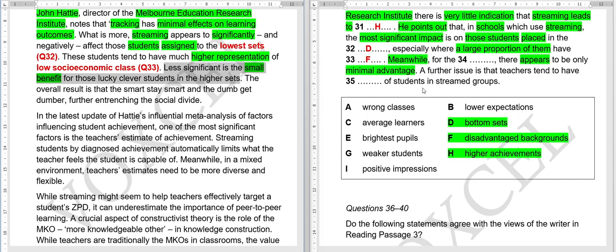Okay, time's up. And the answer to this is yes. I hope you have found the answer. And the answer is E option. Let me do this again. Yeah, brightest pupils. Where is it written? Clever students.